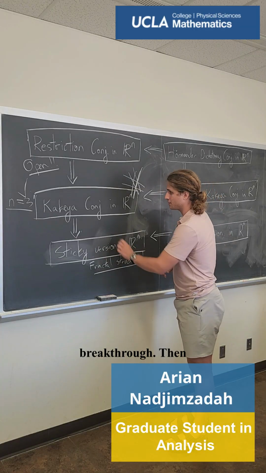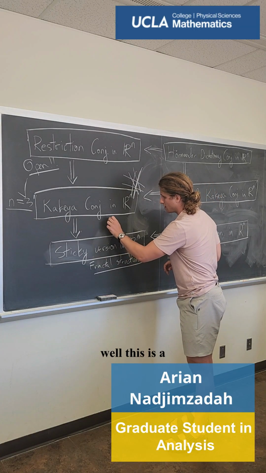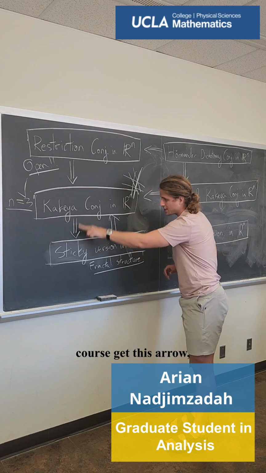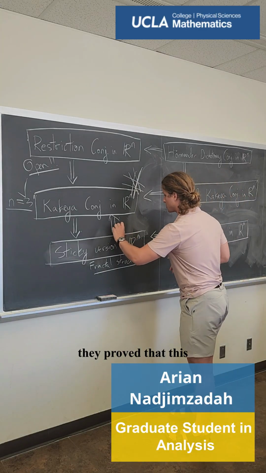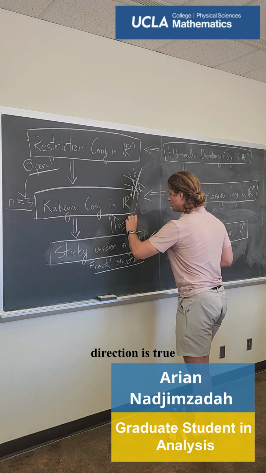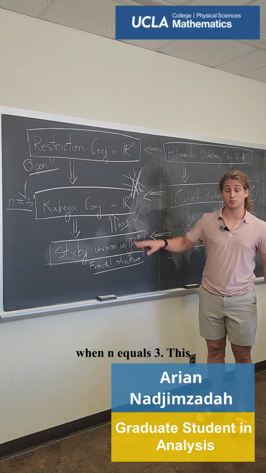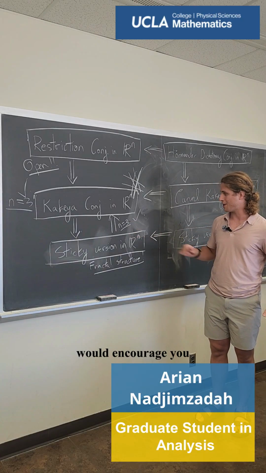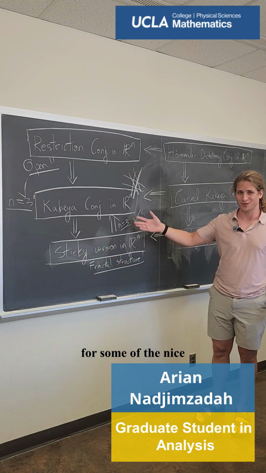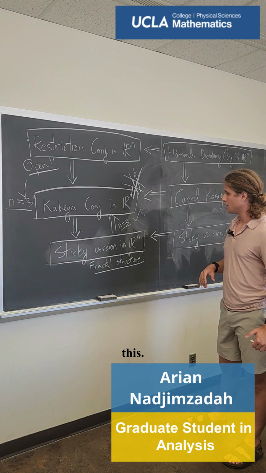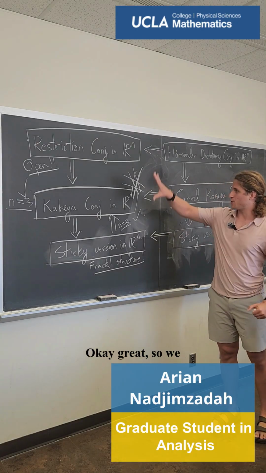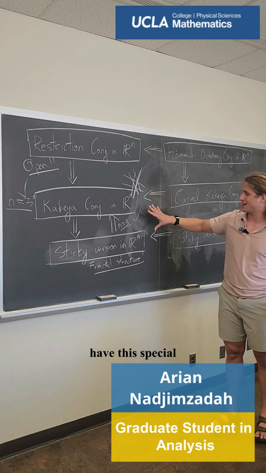Then just last year, well, this is a special case, so you of course get this arrow, but just last year, they proved that this direction is true, and n equals 3. This was big math news. I would encourage you to look at Quanta for some of the nice videos about this. Okay, great. So we have this special case.